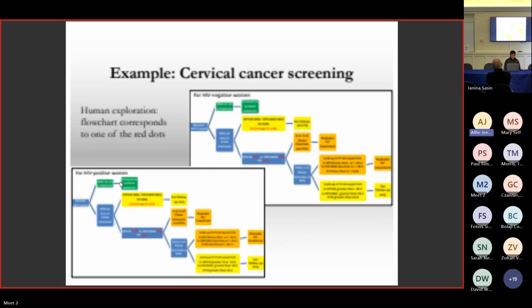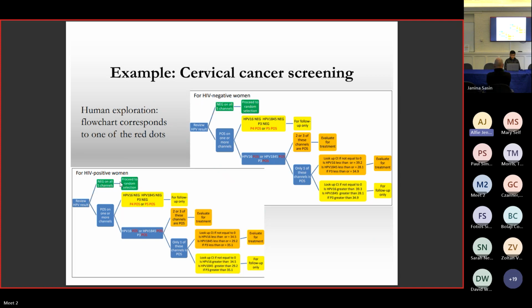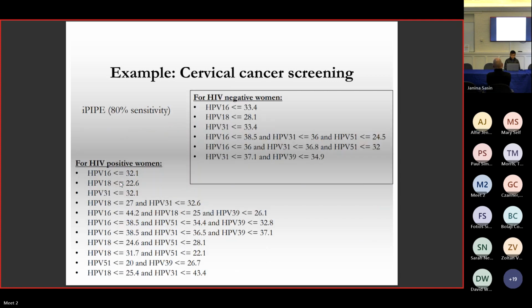So this is a second example, which is very, very interesting. We're going to implement this in a real-time setting.